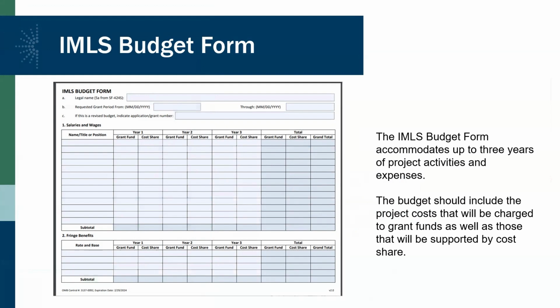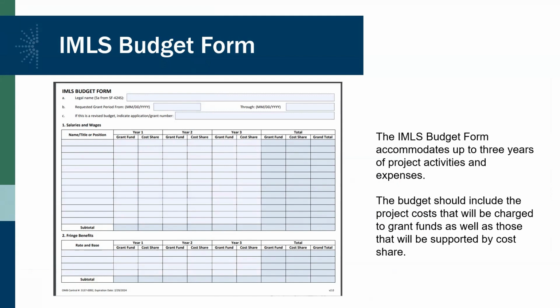The budget consists of 2 required components: the IMLS budget form and the budget justification. The IMLS budget form is a fillable PDF that accommodates up to 3 years of project activities and expenses. The budget should include the project costs that will be charged to grant funds, as well as those that will be supported by cost share. In-kind contributions to cost share may include the value of services, such as donated volunteer or consultant time, or equipment donated to the project between the authorized start and end dates of your project.